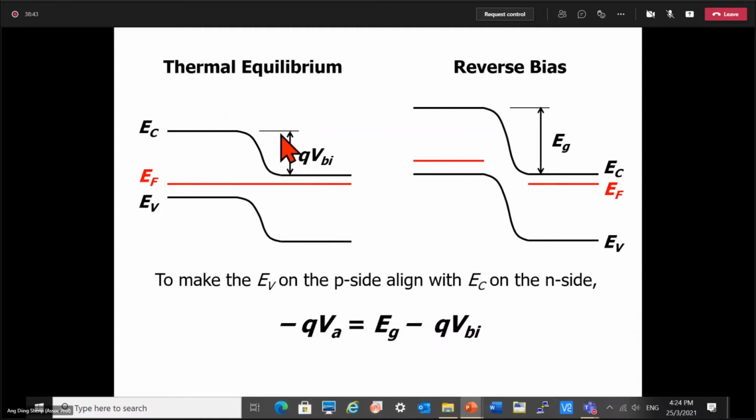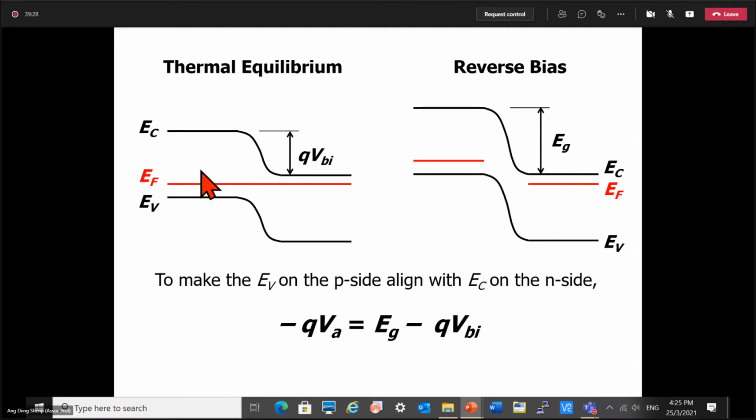Now remember, in a PN junction under thermal equilibrium, the energy band diagram on the P side and the N side are already offset relative to each other due to the presence of the built-in voltage, qV_BI, right? And in order to bring the E_V on the P side to be aligned with the E_C on the N side, the band diagram on the P side must shift up relative to the N side by an amount equal to the band gap energy. I think it's quite easy to understand this, right? So if I shift the band diagram on the P side upwards by an amount equal to the band gap energy, then the E_V on the P side will get aligned with the E_C on the N side.